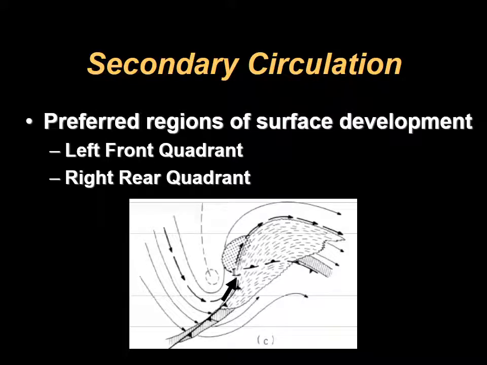So there's also preferred regions of surface development. In other words, at the surface, as a jet streak moves over a lower level low pressure system, it will intensify it wherever you have rising motions or divergence aloft. And that would be in the left front quadrant or the right rear quadrant. So that is the tie between surface systems, fronts, and jet streaks. And that's our current understanding of how weather systems develop.